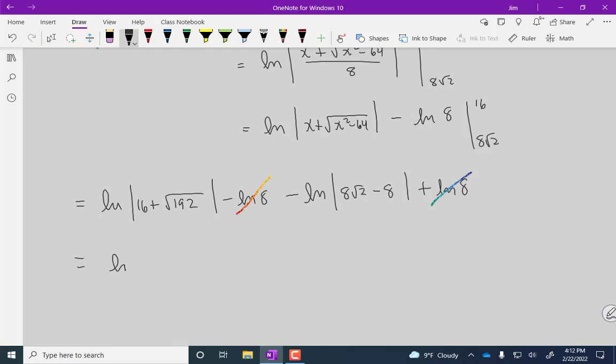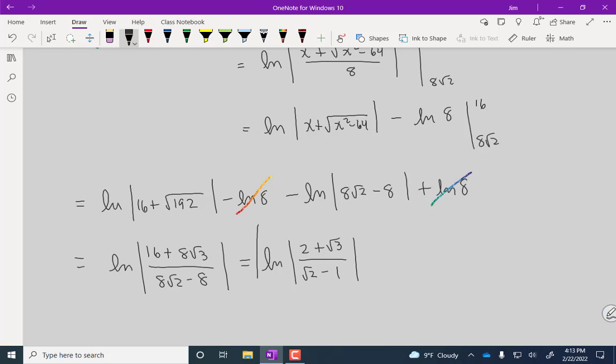We have natural log, and a subtraction turns into a division. So we have 16 plus, and I think 192 can reduce. What does that reduce to? 8 squared root 3. And in the denominator, we have 8 squared root 2 minus 8, and that's absolute value. And then we can divide out an 8. We divide everything by 8. We get 2 plus root 3 in the numerator. Divide out an 8 down there, and we get square root of 2 minus 1. So there's various forms that this answer could take, but that one's fine.